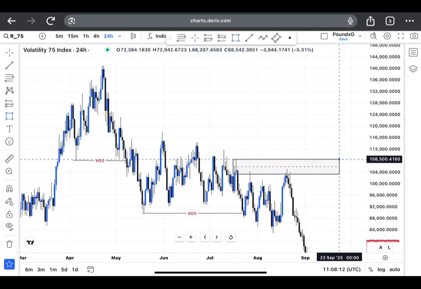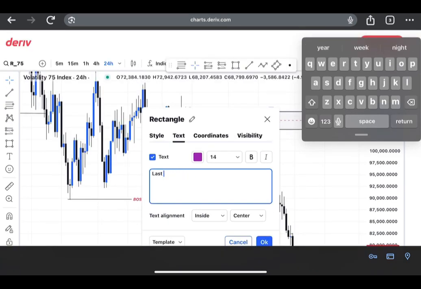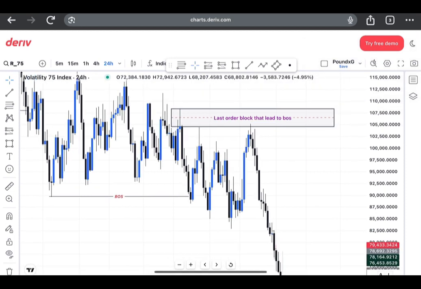So after that, I go on to map my daily order block. You can call it a supply area. Ignore the mistake there, I'm already used to saying demand all the time. So you can just call it order block or the supply area or the block. The order block that led to the break of structure on the higher time frame.